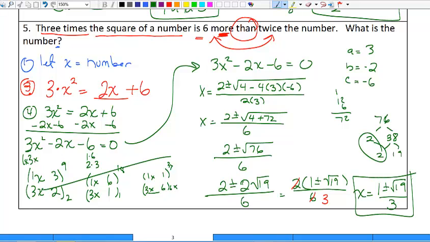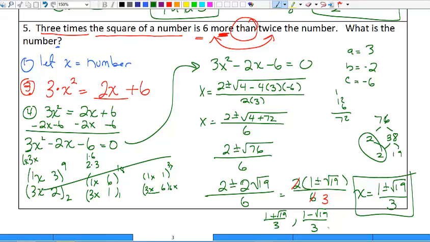Now, I was only looking for one number, correct? Because I was only looking for one number, I don't need to find its pair like consecutive even or 2 numbers. This is just the number. But in fact, there's 2 answers, isn't there? There's 1 plus root 19 over 3. Is that a number? Sure, and I'm assuming that when you plug it in, it'll work. And then I have -1 minus the square root of 19. So it looks like there's 2 possible numbers that when you take 3 times the square of that number, it's going to be equal to 6 more than twice the number.